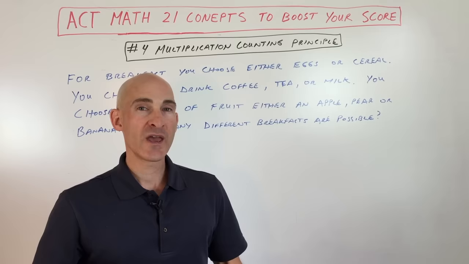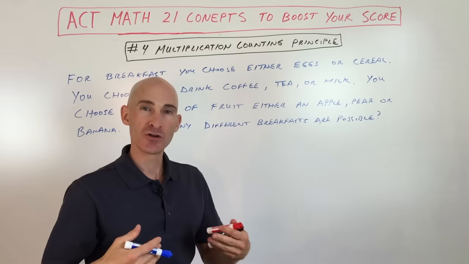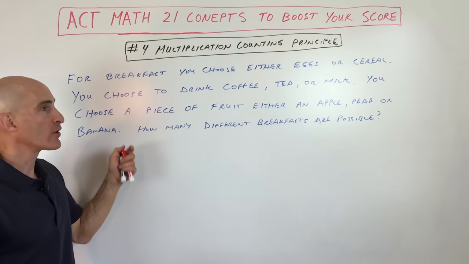Okay, concept number four is the multiplication counting principle. So what we're going to talk about in this video is how to find the total possible outcomes using the multiplication counting principle. We'll take a look at an example, see if you can solve this one on your own, and then we'll go through it together.